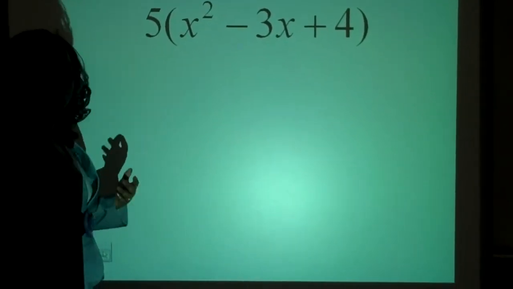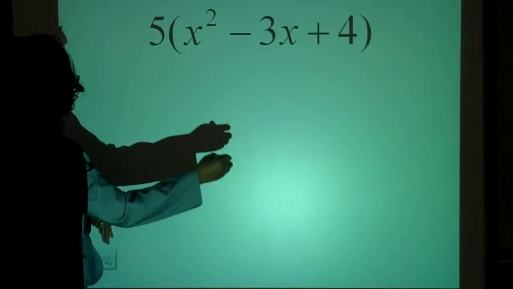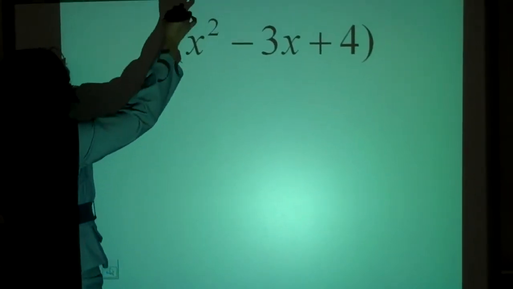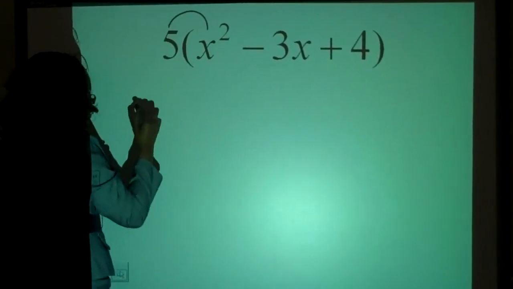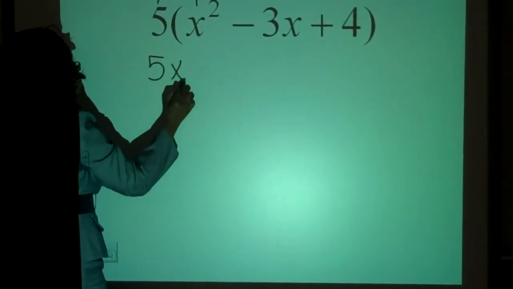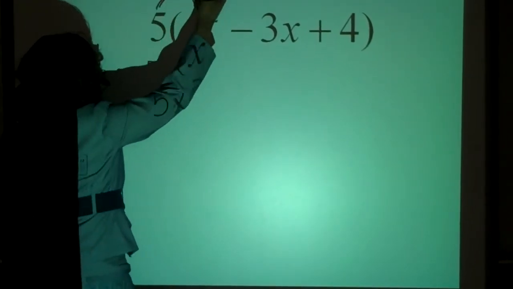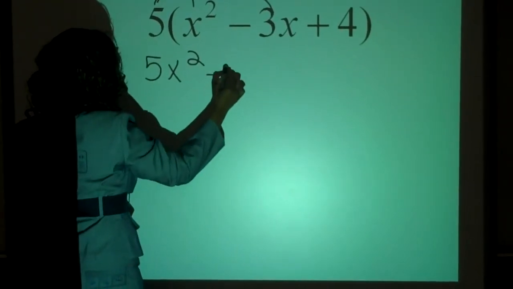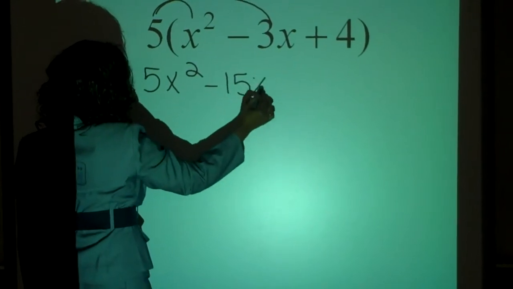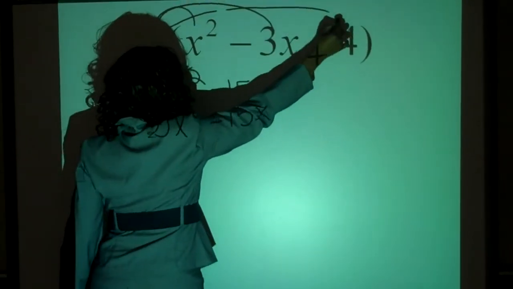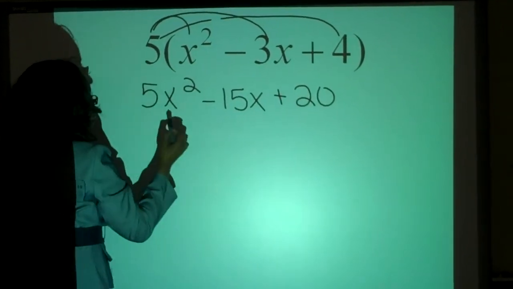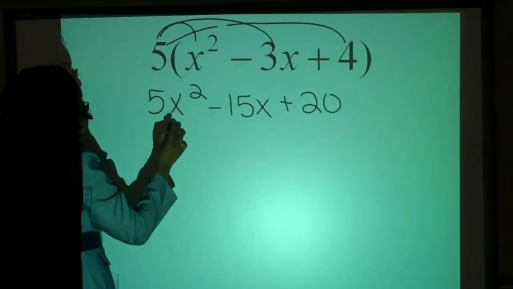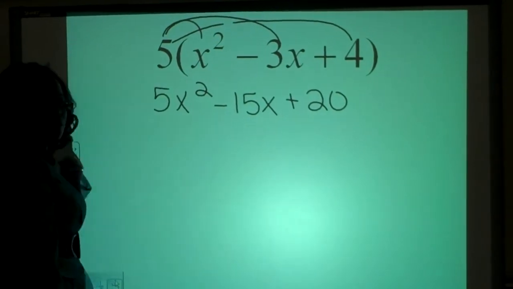With polynomials, you're still doing the same thing. Again, 5 is on the outside, so I want to multiply that times everything on the inside. 5 times x squared is 5x squared. 5 times negative 3x is negative 15x. And then 5 times 4 is positive 20. My answer's in standard form. There's nothing for me to combine, so I'm done.